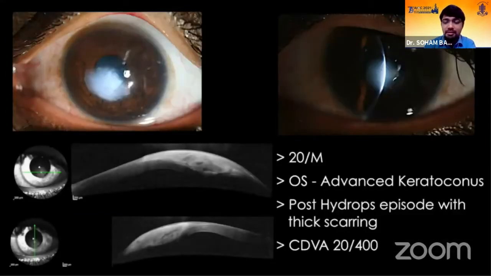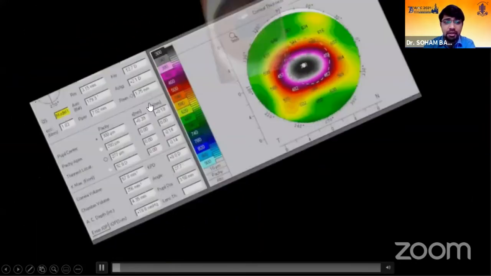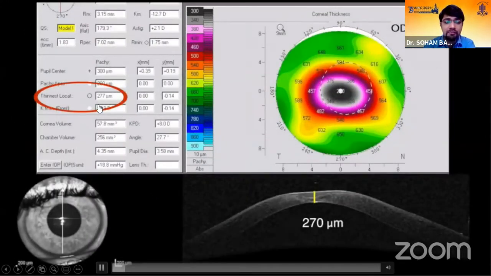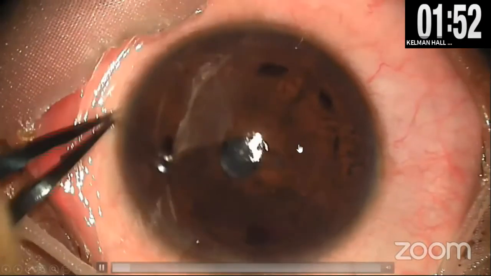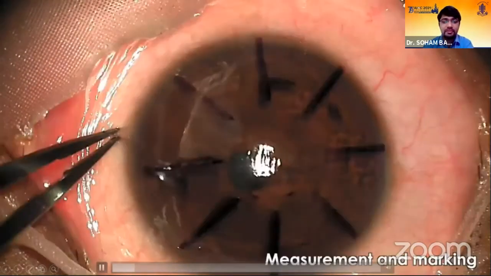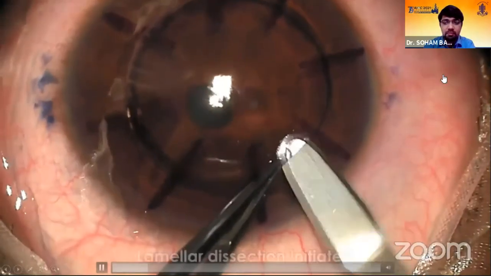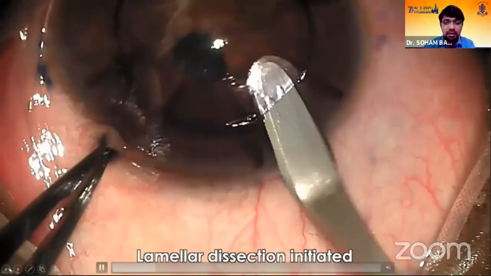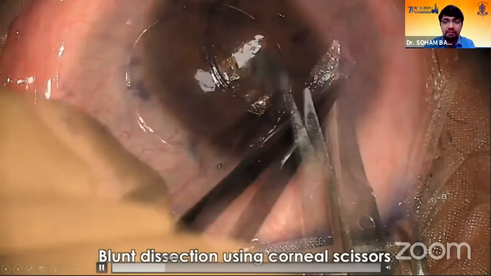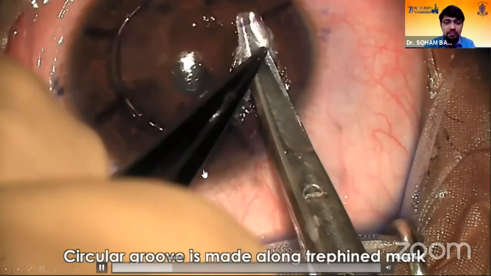This is quite satisfactory. This is a second case, again, very advanced keratoconus with extremely thin corneas. Just look at the K reading also of more than 90. So again, begin with partial trephination and making a small stromal pocket, which will now be extended using the groove technique with the scissors.